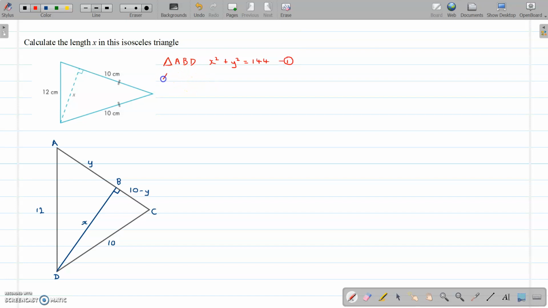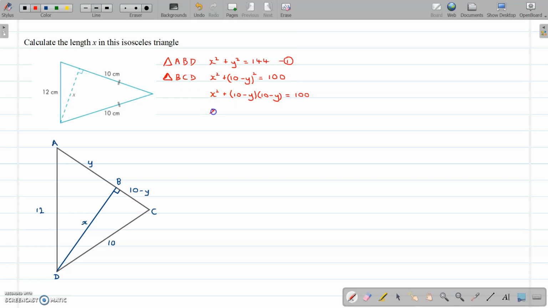Then I'm going to look at the triangle on the right-hand side, which is triangle BCD. I'm going to note that that also has one of the short sides as x squared. The other one is 10 minus y all squared. If I add those two squares together, I get the square of its hypotenuse, which is 10 squared. Now I'm going to expand out that bracket: x squared plus 10 minus y times itself equals 100.